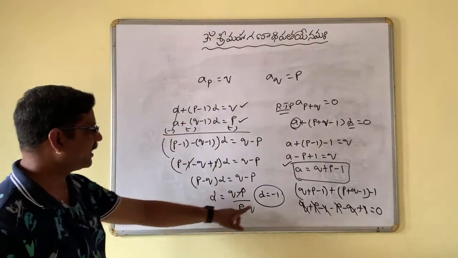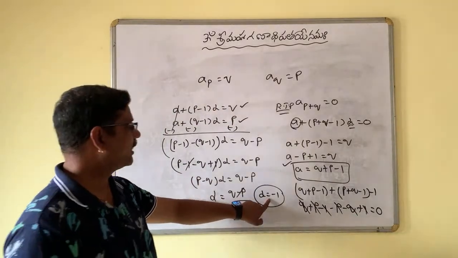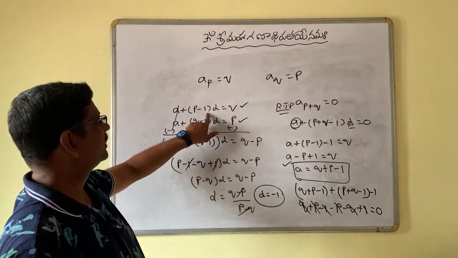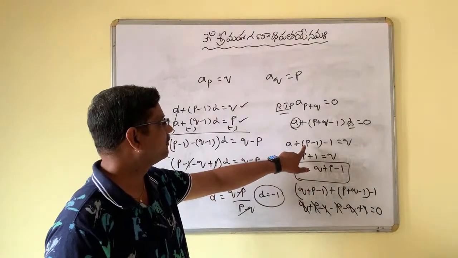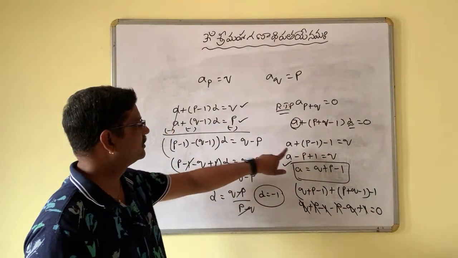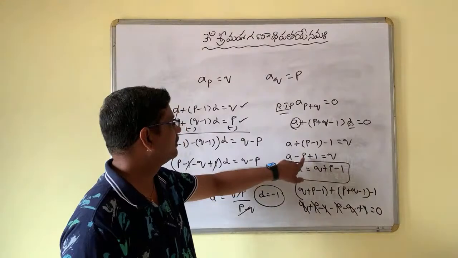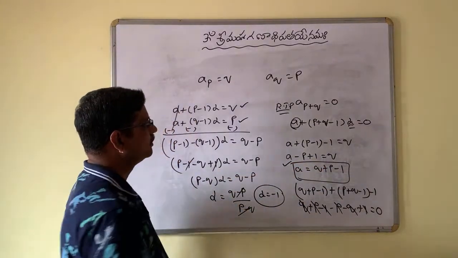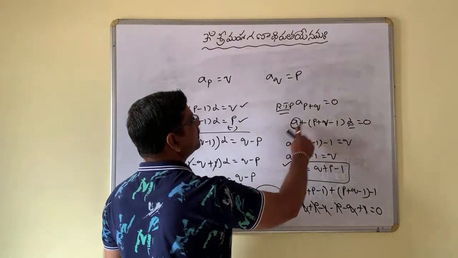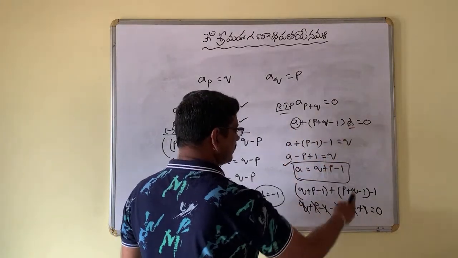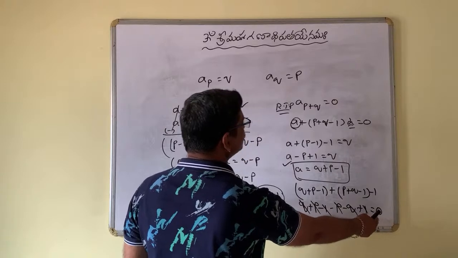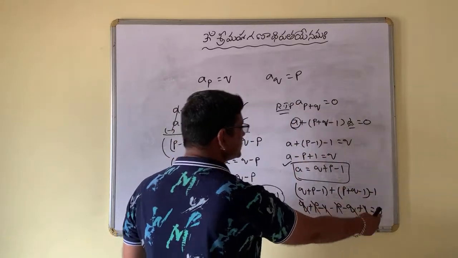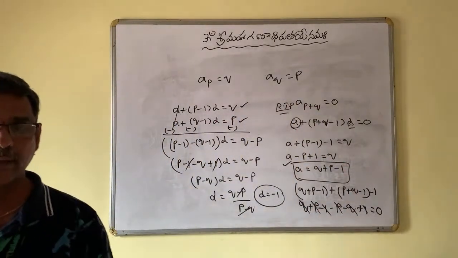After simplifying, I got d as minus 1, and substituting this minus 1 in the first equation, what I got was a as Q plus P minus 1. Now, inserting the a value and the d value over here, I got 0 as the answer. That means the (p+q)th term is 0.